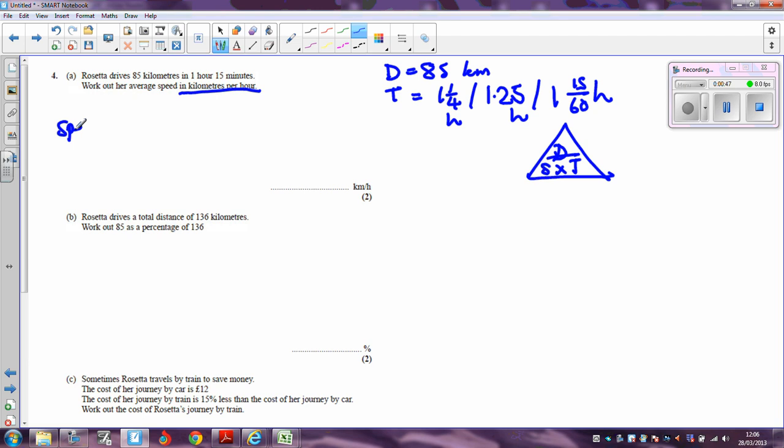So our average speed then is going to be the distance travelled, well that's 85 kilometers, divided by the time taken. I'm going to write it as 1.25. Do that on your calculator, you end up with 68 kilometers per hour.